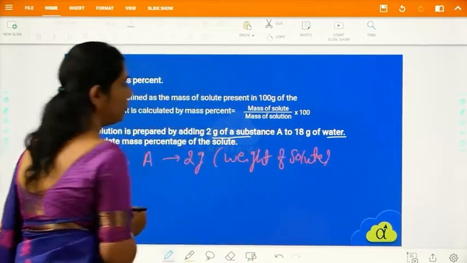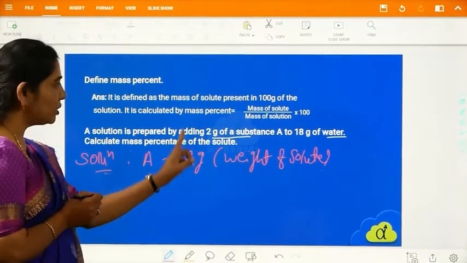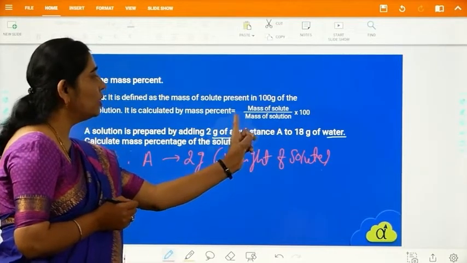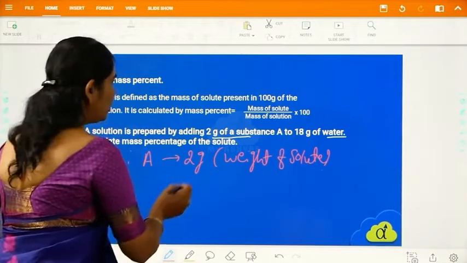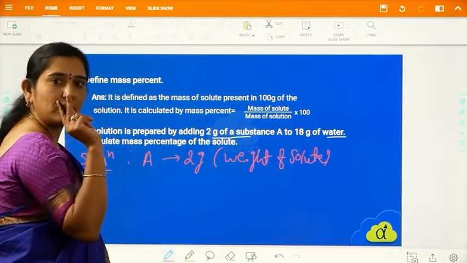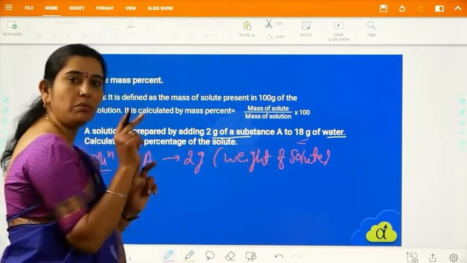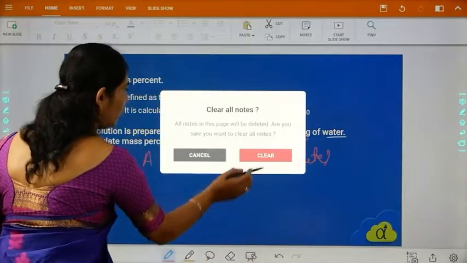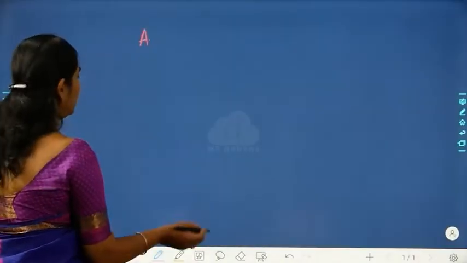Weight of solute or mass of solute, anything can be written. Now, what is the mass of the solution? Mass of the solution means mass of water plus the mass of the solute you have taken. Both you have to add. So how much are you going to get? The mass of the substance is 2 gram plus the mass of water, 18. 18 plus 2, you will get 20. So thereby, how can you calculate? I am going to write on the board. Please look at here now.